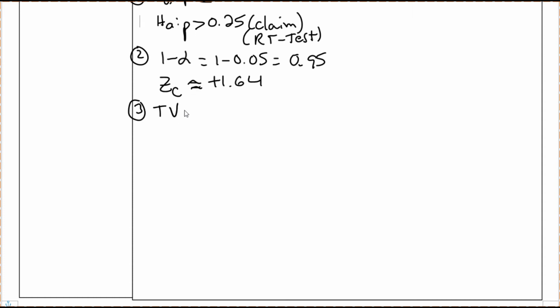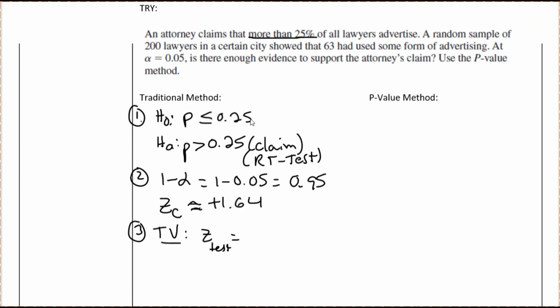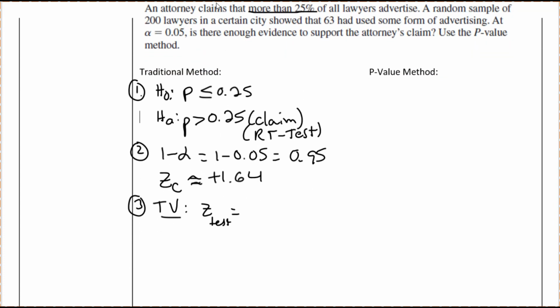So we got our critical value. Now we need our test value. We need to calculate the z test, which means we need to calculate our p hat. They said that 200 lawyers were in total, so that's our denominator, and 63 had some form of advertising. So 63 out of 200, half of 63 is about 31.5, so this is 0.315.